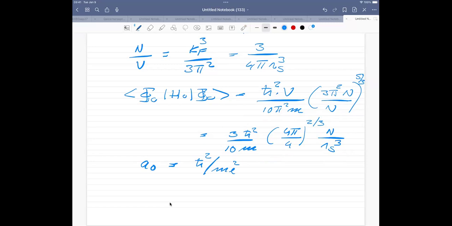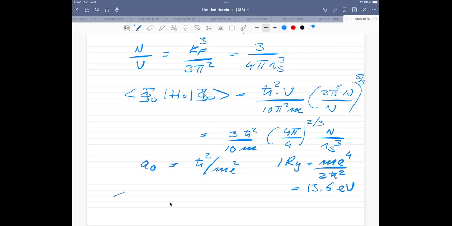Then we can also introduce a unit which is widely used in condensed matter physics. It's called the 1 Rydberg, and that's given by m e to the power of 4 over 2 h bar to the power of 2. And this corresponds to 13.6 electron volts, which is the energy of the hydrogen atom in its ground state. So that defines a unit which is called 1 Rydberg.